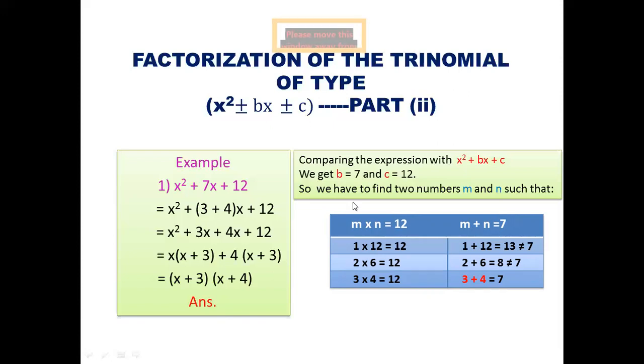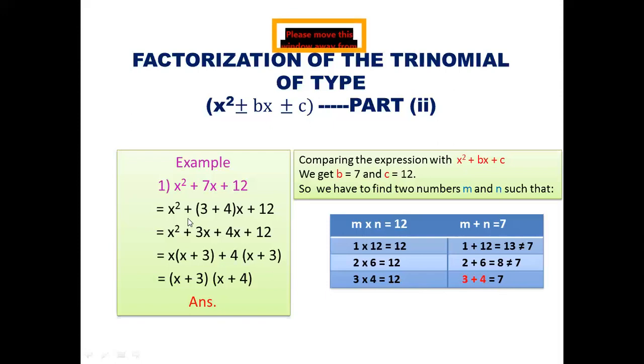And as we know that we have done in previous class also, 1 into 12 equals 12, and it's correct. And 1 plus 12 equals 13, but it should be 7, that's why it is incorrect. And 2 into 6 equals 12, and 2 plus 6 equals 8, it's not equal to 7, that's why it's also not correct. And 3 into 4 equals 12, and 3 plus 4 equals 7. Here both the results are correct, that's why we have to use this. In place of 12 we have to use 3 into 4, and in place of 7 we have to use 3 plus 4.